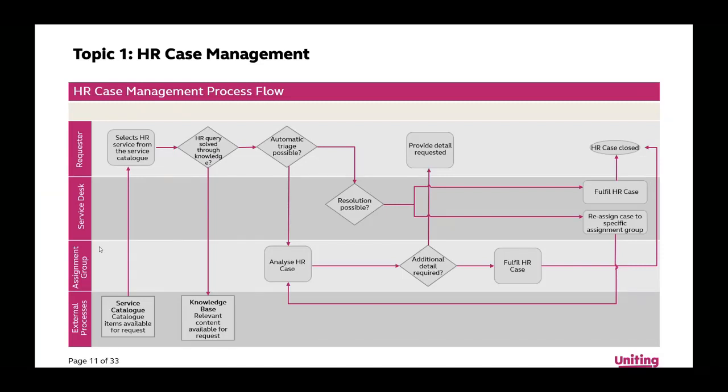The process flow is a bit complicated because of the swim lanes, but it's not. We have requester, service desk, assignment group, and external processes here, but it all starts when an end user selects a catalog item of HR as a requester. If this query is solved with the help of a knowledge article, straight away it gets closed. Otherwise, it can be triaged further for a solution. In this case, it goes to the backend and an agent starts handling this query. And after that, it is passed on to the respective team and the HR case is fulfilled. We'll see how exactly this works with the help of an exercise a little later.